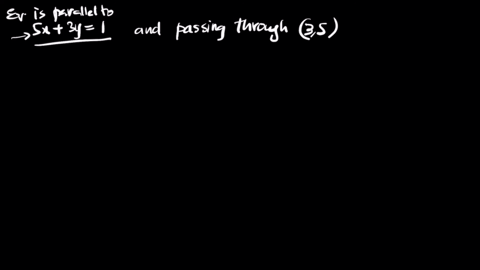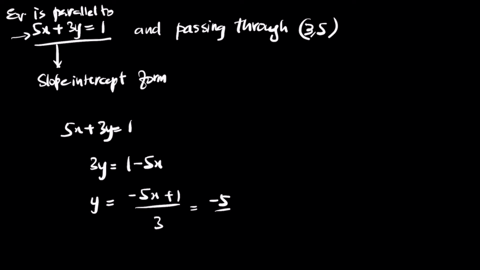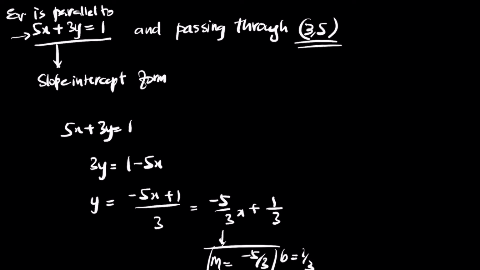So remember that the equation is parallel to this line. The first thing we want to do is convert this into the slope-intercept form. So 5x plus 3y equal to 1, so 3y equal to 1 minus 5x. So y equal to minus 5x plus 1 by 3, that is, minus 5 by 3x plus 1 by 3. When you convert it, you get m equal to minus 5 by 3, b equal to 1 by 3. So now you have the m. If you remember, this is m1. The line that is passing through the point is m2, so m2 will also have the same slope because m1 equal to m2.